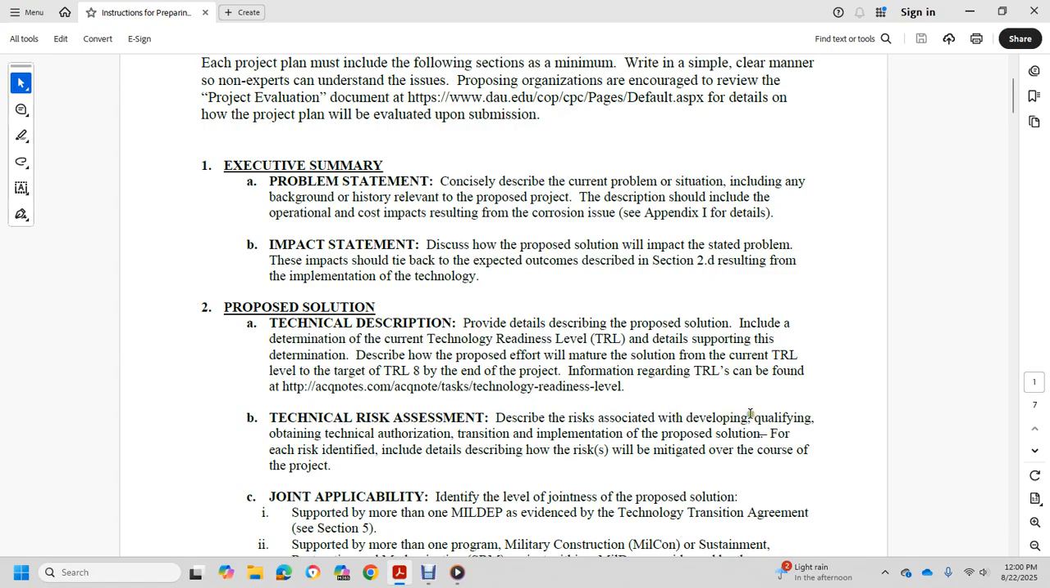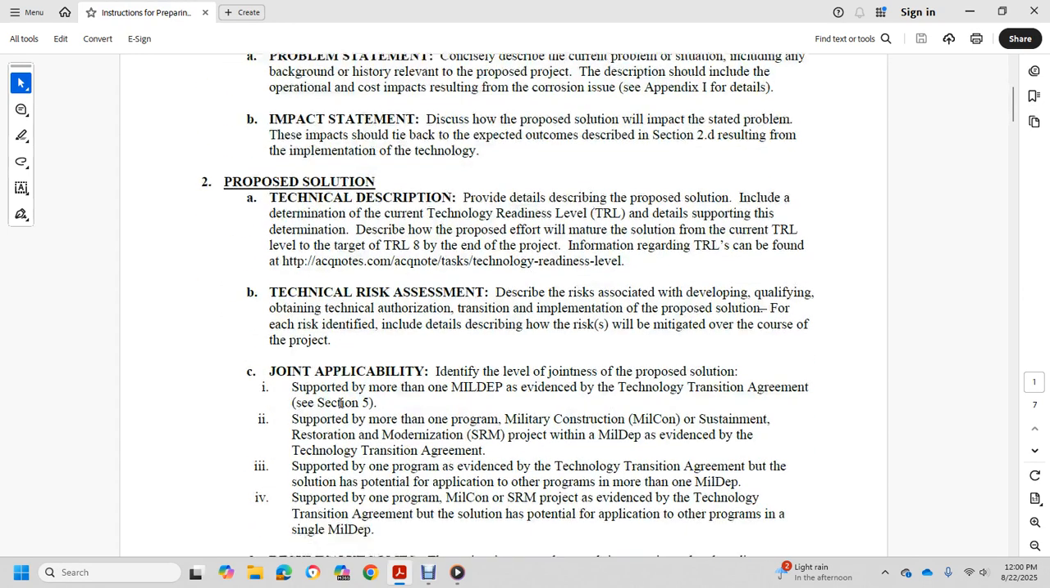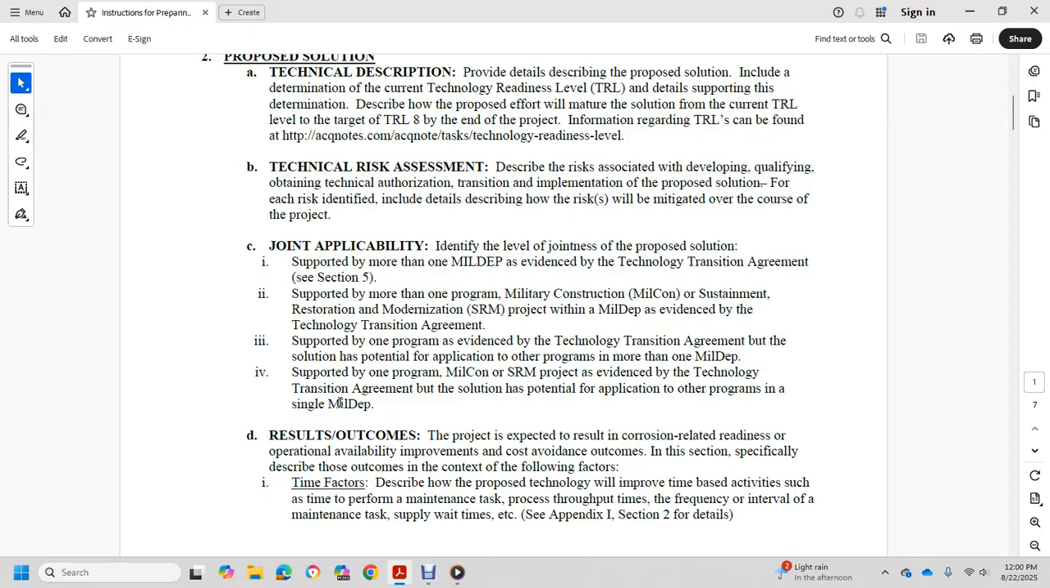Technical risk assessment. Describe the risks associated with developing, qualifying, attaining technical authorization, transition, and implementation of the proposed solution. For each risk identified, include details describing how risks will be mitigated over the course of the project. Joint application: identify the jointness of the proposed solution, supported by more than one military department, with evidence of the technology transition agreement in section 5.